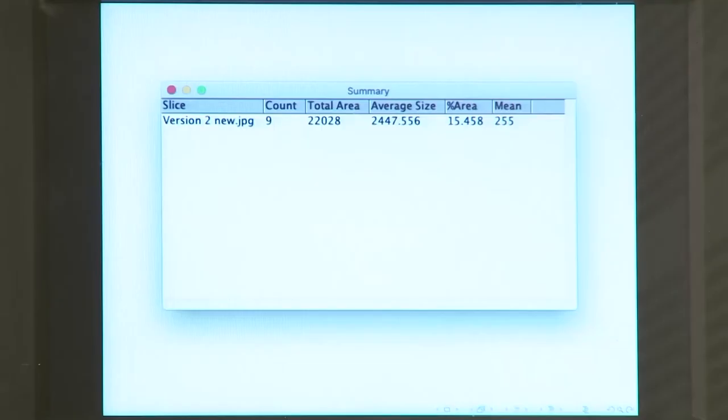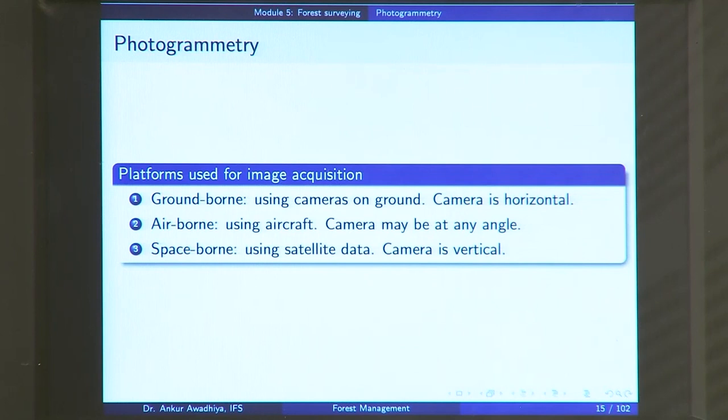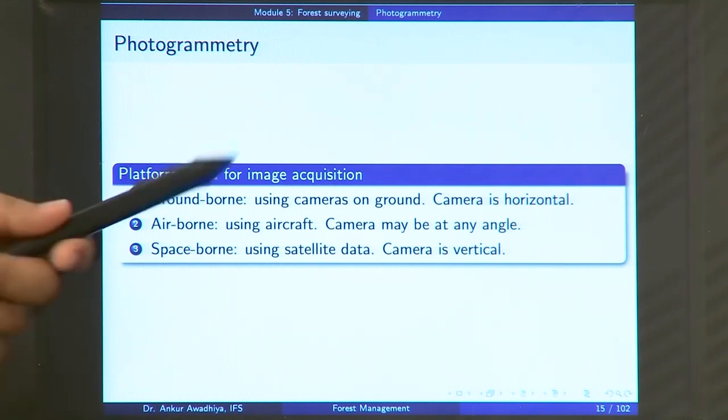So, typically we want to go for a larger size pit, and whether or not the staff has made those larger pits is something that you can discern from the photogrammetric data. Now, there are 3 platforms that are used in photogrammetry. You can make use of a ground borne platform. Essentially, you are standing on the ground with a camera in your hand and taking different pictures. So, you are based on the ground, and in this case the camera is horizontal.